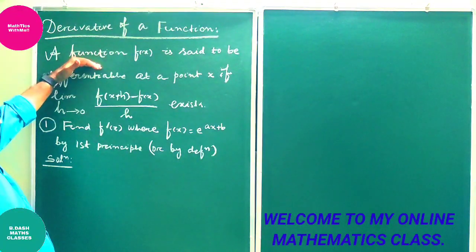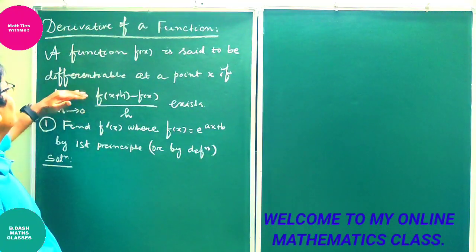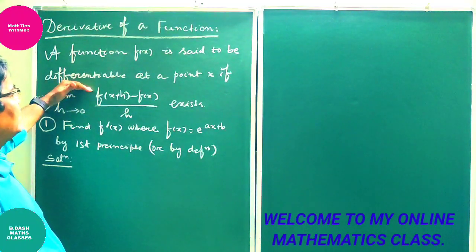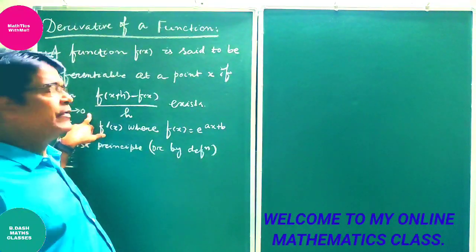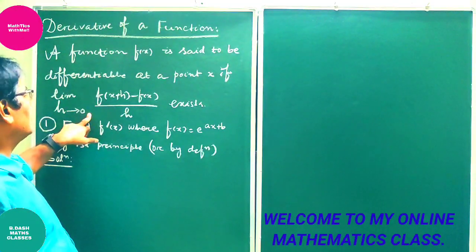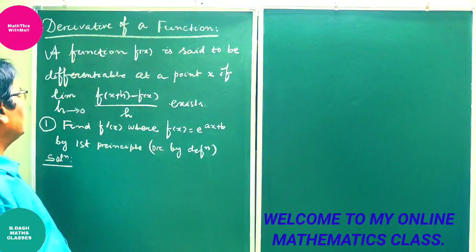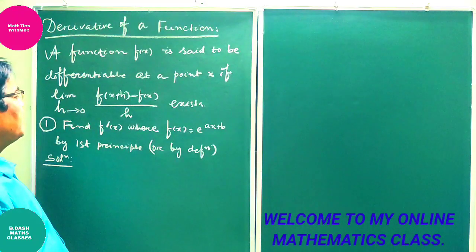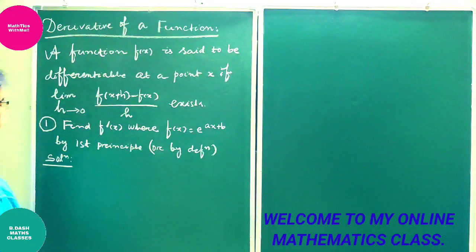Derivative of a function definition. A function f of x is said to be differentiable at a point x if limit h tending to 0 f of x plus h minus f of x divided by h exists. The question is find f dash of x where f of x is equal to e to the power a x plus b by first principle or by definition.